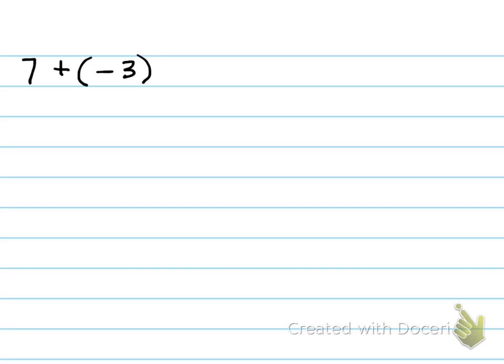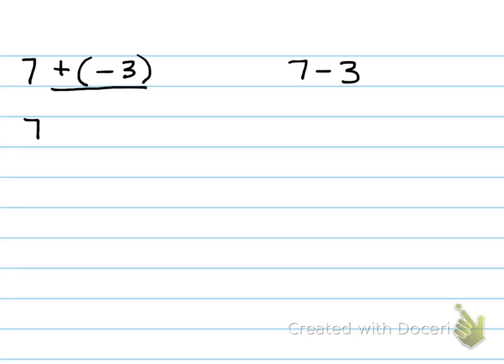Now this is one of the ones where later they're not going to write this parentheses. Later you're just going to see this as 7 minus 3. But right now they're trying to get you used to watching for the signs, so they're going to put most of the negatives, almost every time they put a negative, they're going to put it in parentheses. So I have to pretend like this is a parentheses problem.